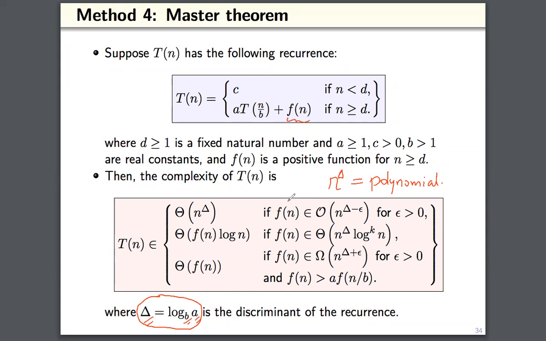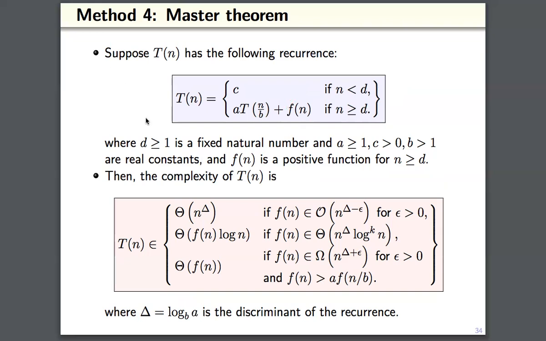What about f of n? Should it be a polynomial? It may or may not be. In many cases we see that they are polynomials, n, n squared, and so on, but it need not be. It can be, say, log n. Log n is not really a polynomial function, but it is upper bounded by a polynomial function. What about e power x? E power x is not a polynomial function. So it can be really any positive function. But n power delta is a polynomial. So we are comparing n power delta and this function f of n.